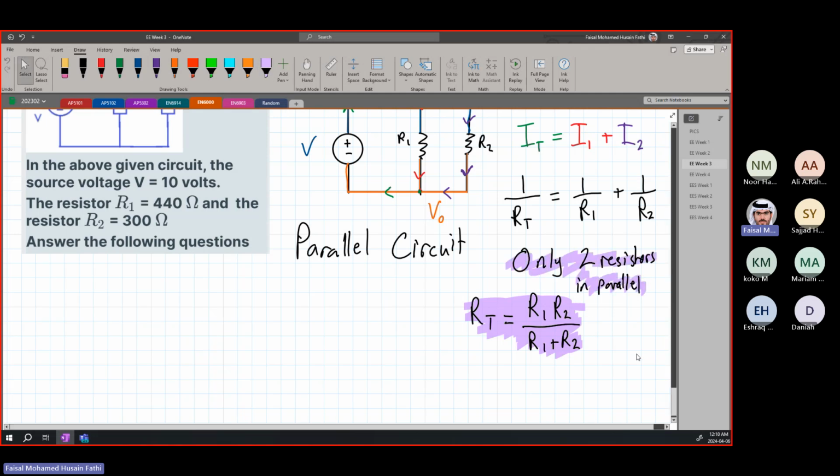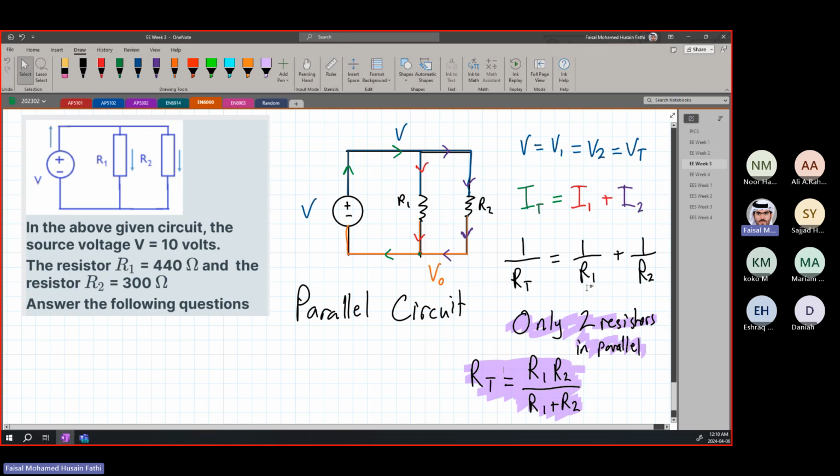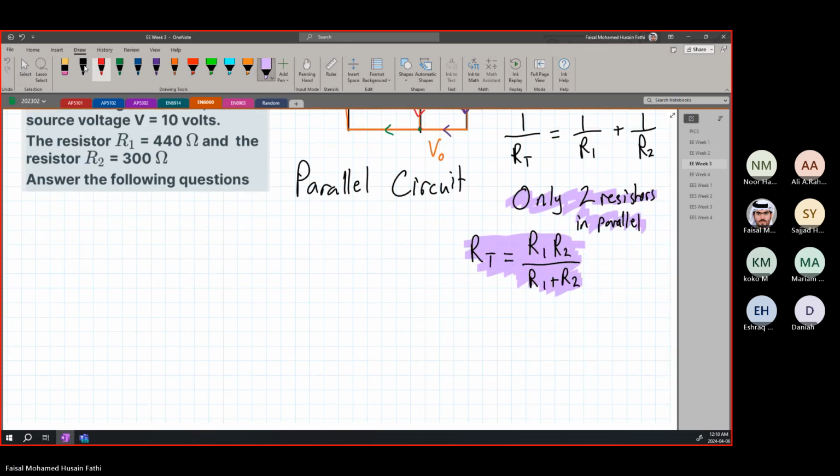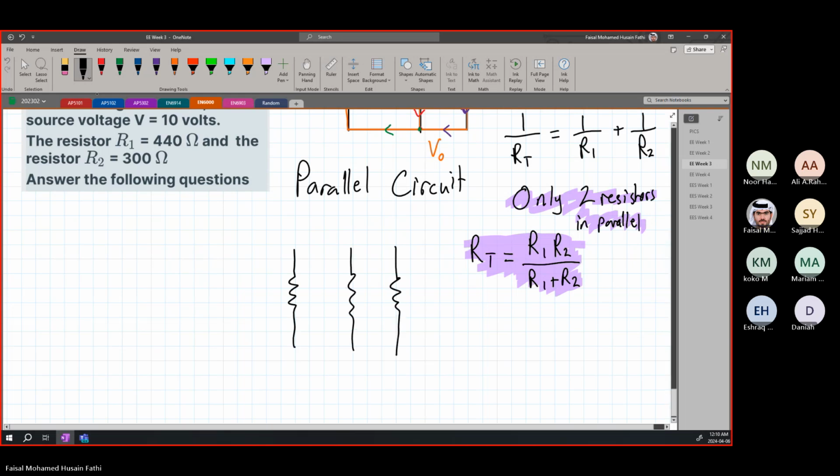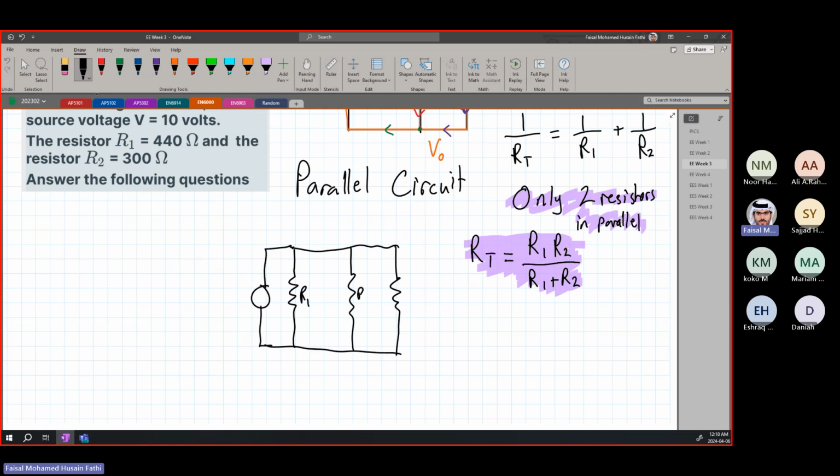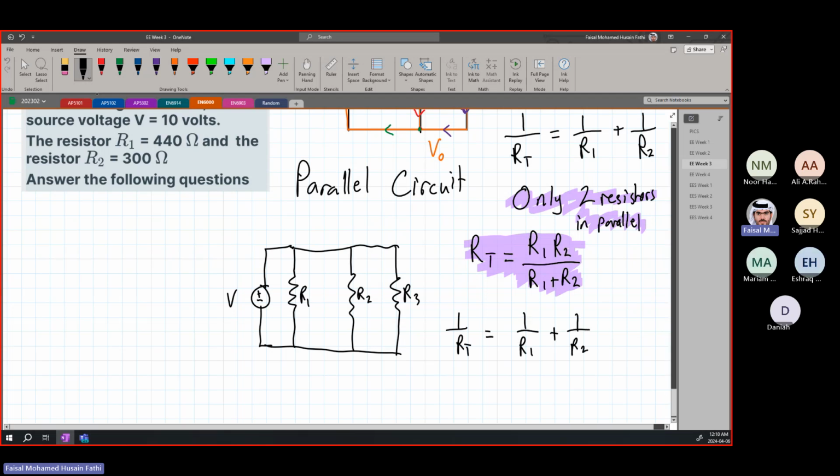When you have more than two, you're going to be using 1 over RT. For example, if you have a circuit like this connected to this, R1, R2, R3, and this is your voltage, here you do 1 over RT is equal to 1 over R1 plus 1 over R2 plus 1 over R3. This is what I mean.